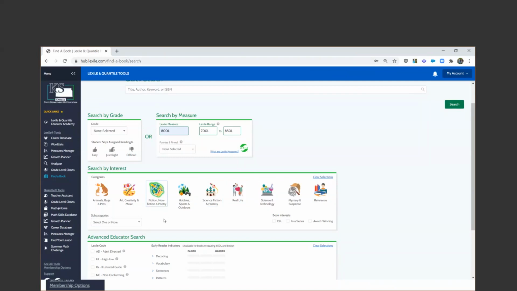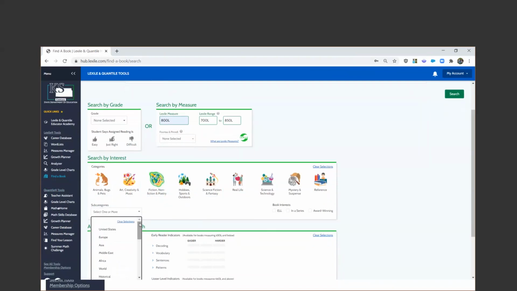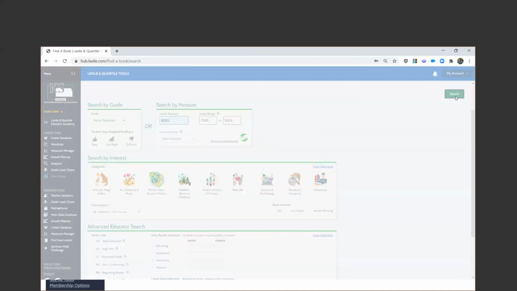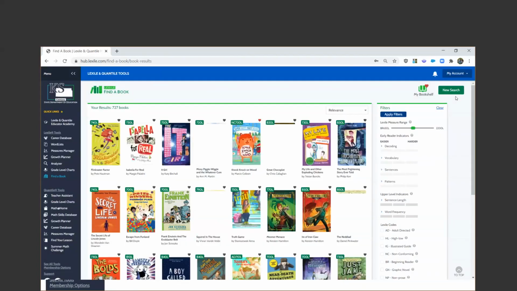So in addition to the Lexile measure, the student can identify interest categories, even subcategories. So for my son, I'm going to identify fiction, nonfiction, and poetry. And then if I come down here to the subcategories level, I can actually find humor, because that's what my son most wants to read. So with that, I click on the search button.